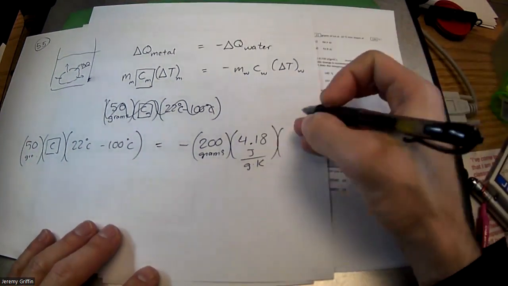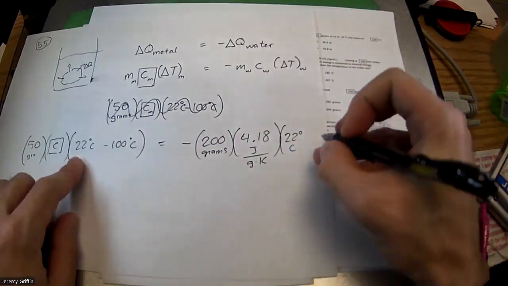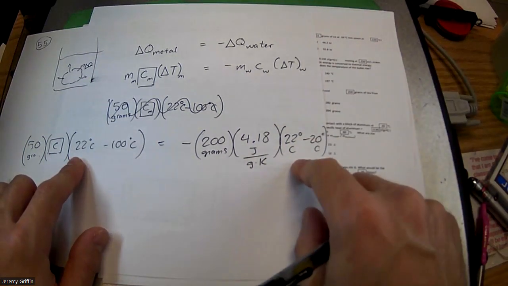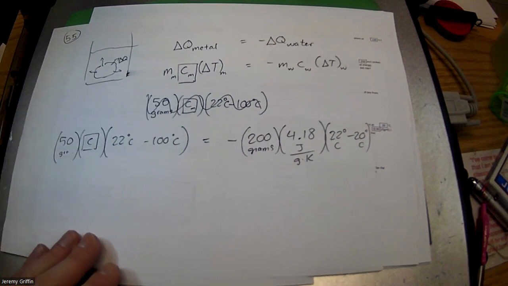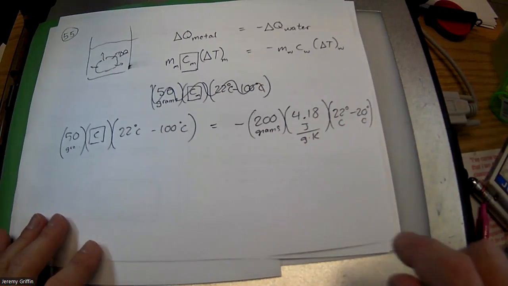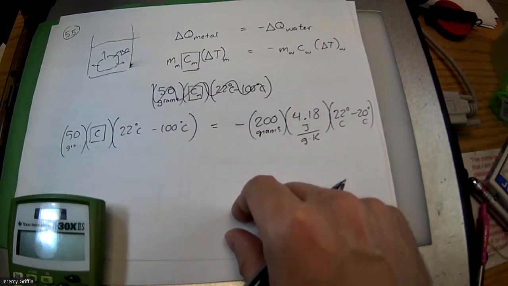And then the change in temperature of the water. Well, the water ended up also at 22 degrees, but from 20 degrees. So it only raised its temperature by 2 degrees Celsius, which is also a rise of 2 Kelvin. Temperature change is the same thing in either system.